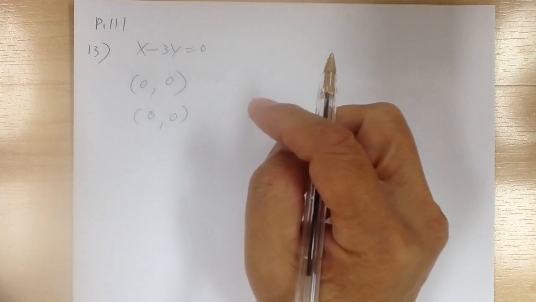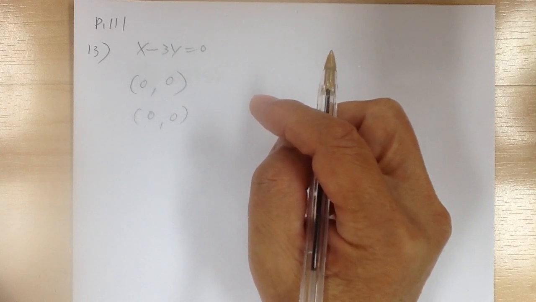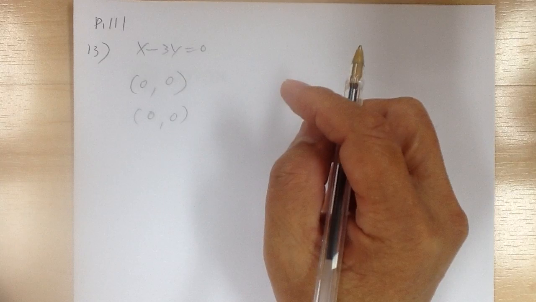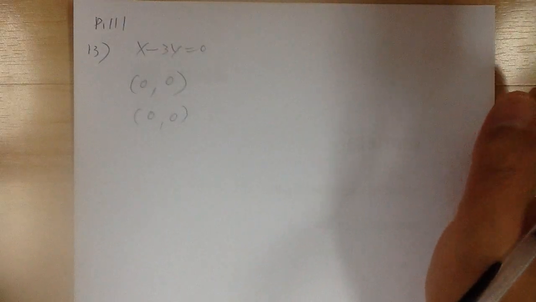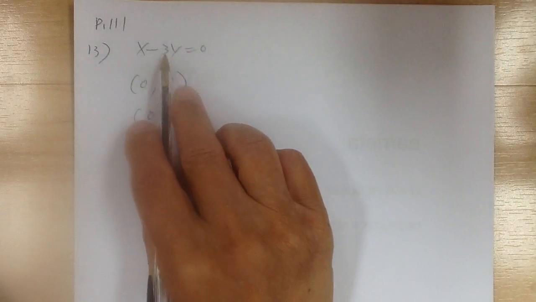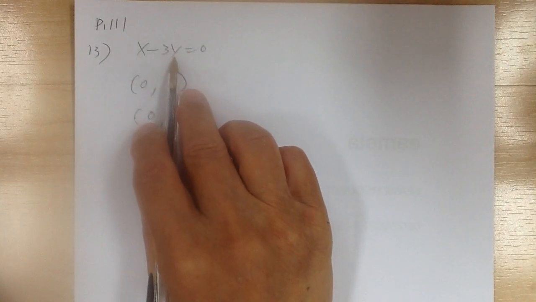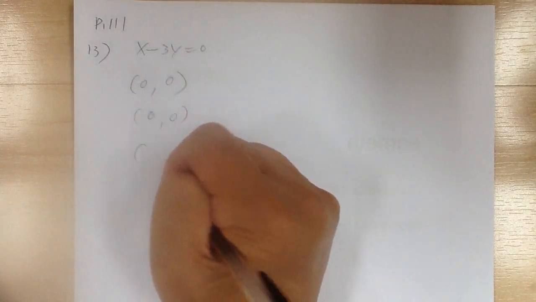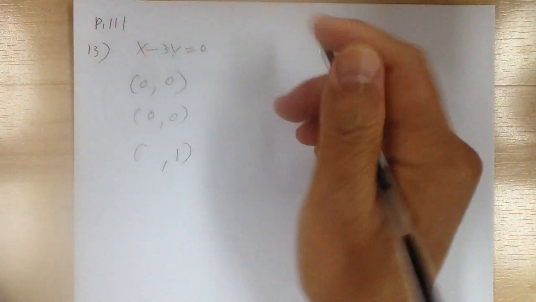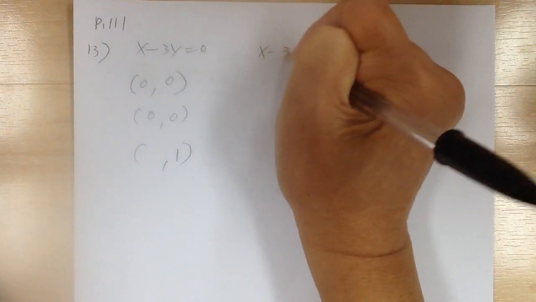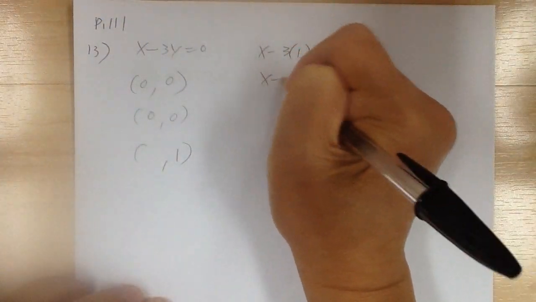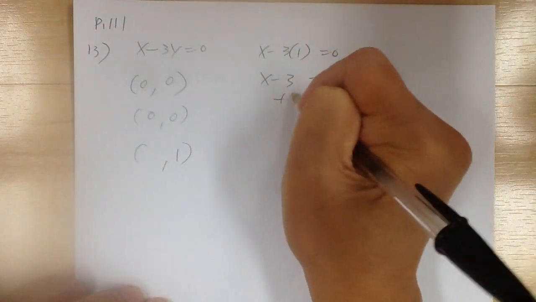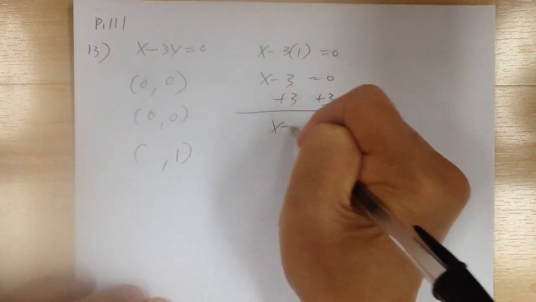So in this case, you have to find another point. To find another point, you just choose any value, an easy number. Normally you want to use the variable with the higher coefficient, so choose y equal to 1. Again, you can choose any number. So you've got x minus 3 times 1, since y equals 1, so x minus 3 equals 0. Plus 3 on both sides, so x equals 3.